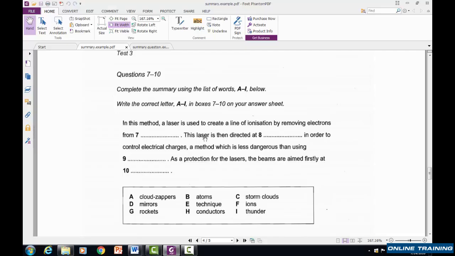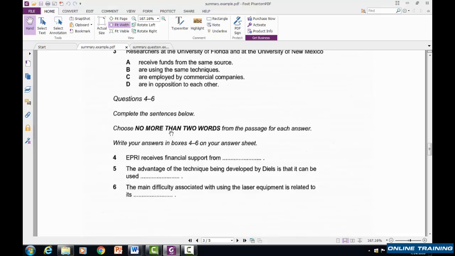So what's key for number 7 is the word remove, because it says removing electrons from, right? So we're looking at removing electrons from. Now, for a summary question, I'm always going to be aware that it could be a combination of two sentences.